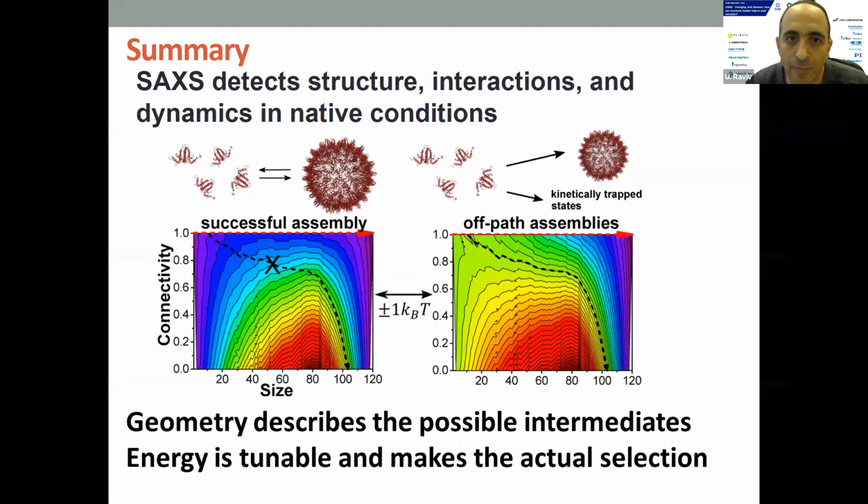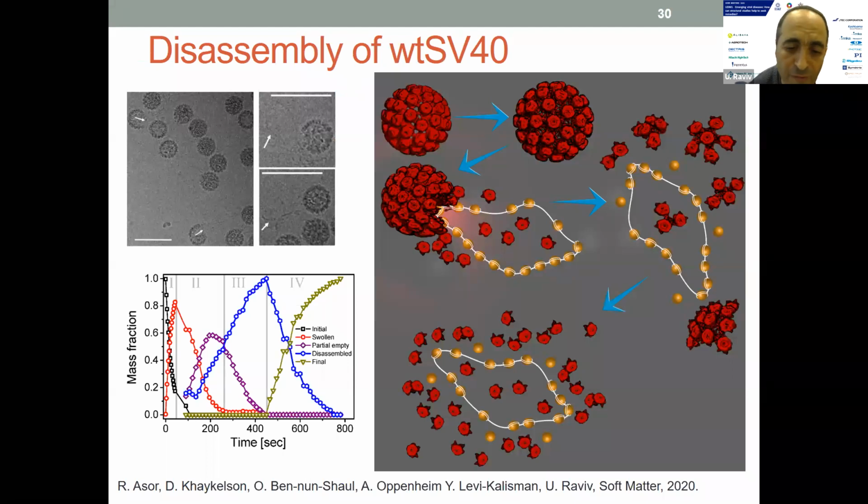So just one word about disassembly of a different virus, just to mention it if there is still time. In the case of SV40, it's a different virus with a genome. It's an icosahedral virus with a slightly larger diameter, 48 nanometers. And these are cryo-EM images. We studied here the disassembly using time-resolved experiments.